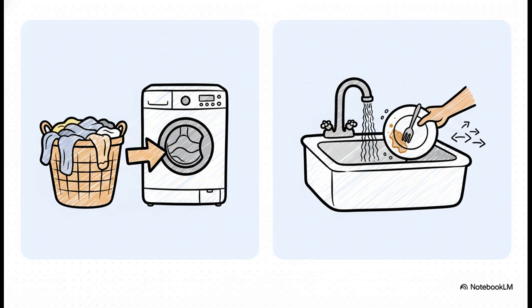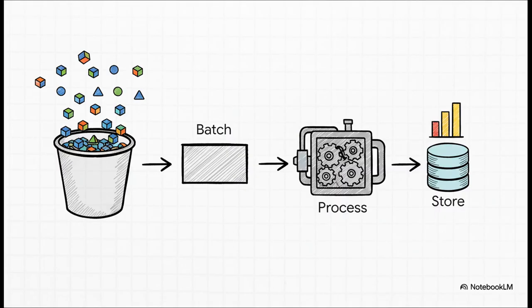Think of it like saving up all your laundry for one big wash day on Sunday. You collect a giant pile, then do it all in one huge load. Stream processing, on the other hand, is like washing each dish the moment you're done using it. It's immediate, it's continuous.